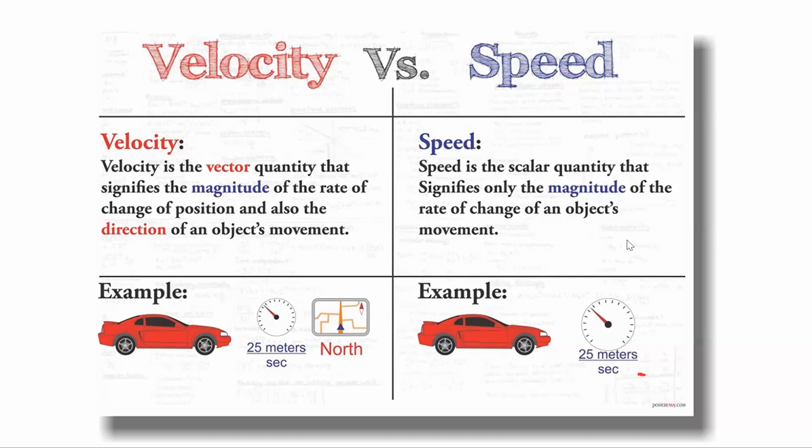For example, you have a car moving 25 meters per second. But in which direction? If you include north, the notation would be 25 meters per second, and then in brackets N for north. Then you would know that that's velocity, and speed is just 25 meters per second, could be in any direction. We just don't have that information. We can go to the next slide.